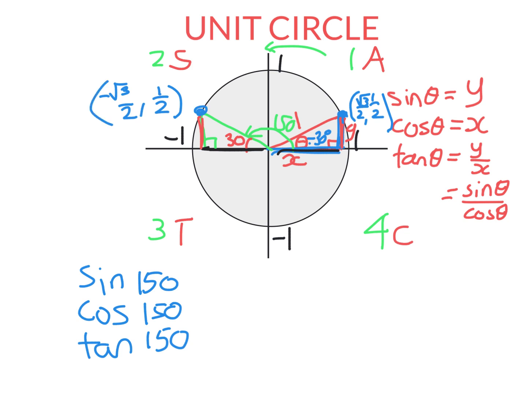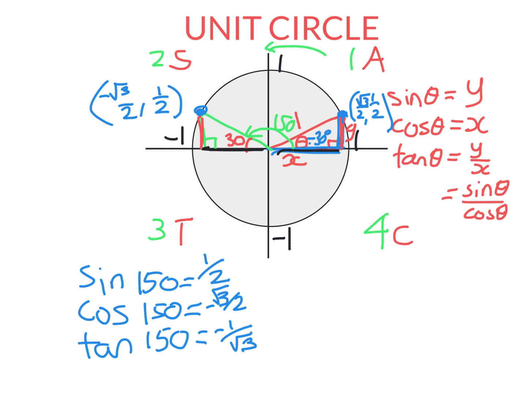So we said that sine of the angle will always be the y coordinate of that point. So sine 150 is a half, cos 150 is the x coordinate of the point, which is root 3 on 2, but negative. And tan 150 is just going to be y over x. It's sine divided by cos. So a half divided by negative root 3 on 2 gives you negative 1 on root 3. And so we can do that for any angle in this unit circle.